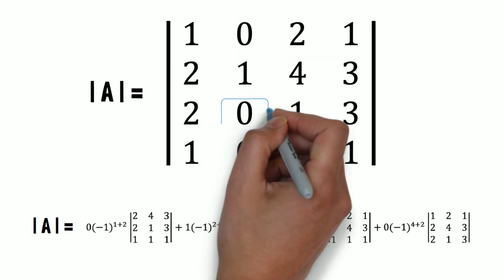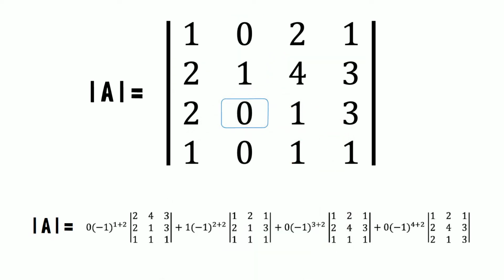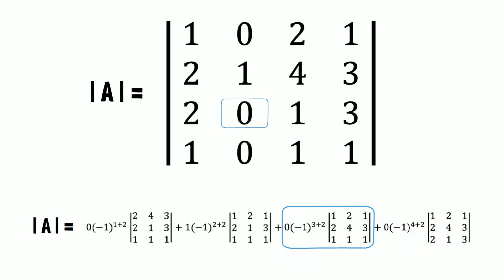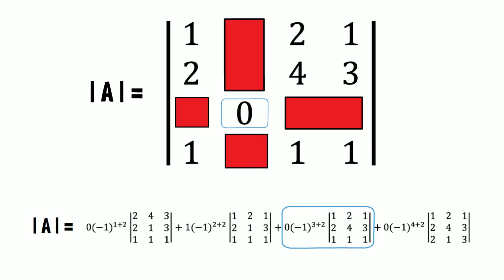Next up we add the cofactor of 0 in the third row and the second column. To find this cofactor we multiply 0 by negative 1 raised to the power 3 plus 2, because the element is in row 3 and column 2. We then multiply this by the determinant of order 3 that remains when we remove the third row and the second column of the determinant of A. So the determinant with entries 1, 2, 1, 2, 4, 3 and 1, 1, 1.